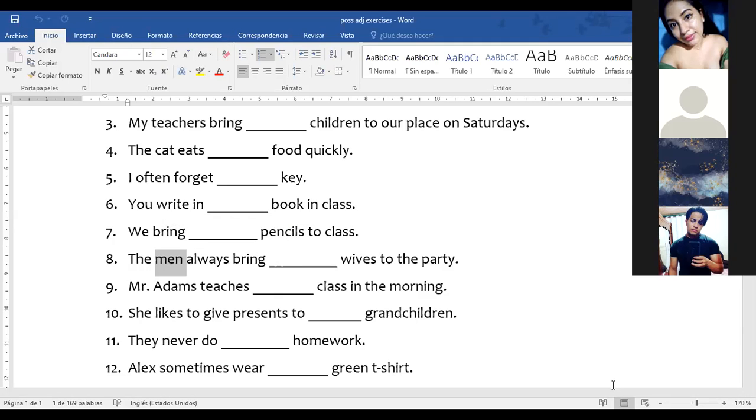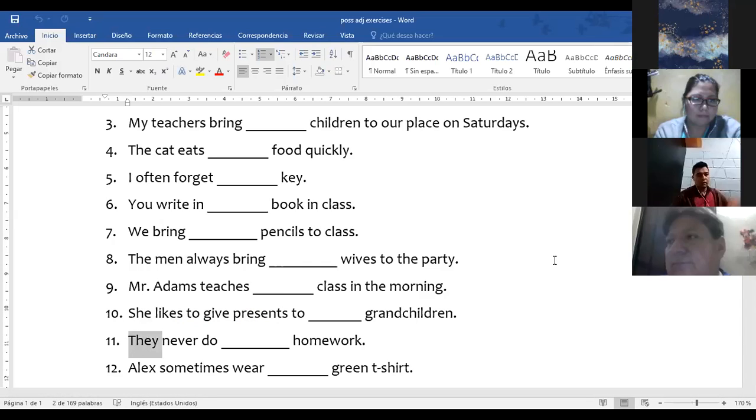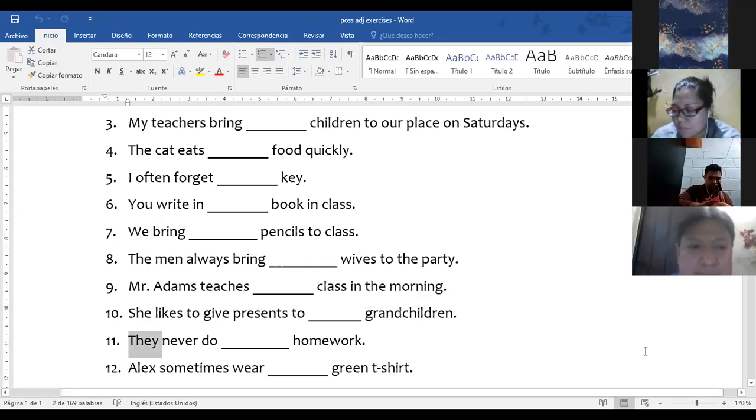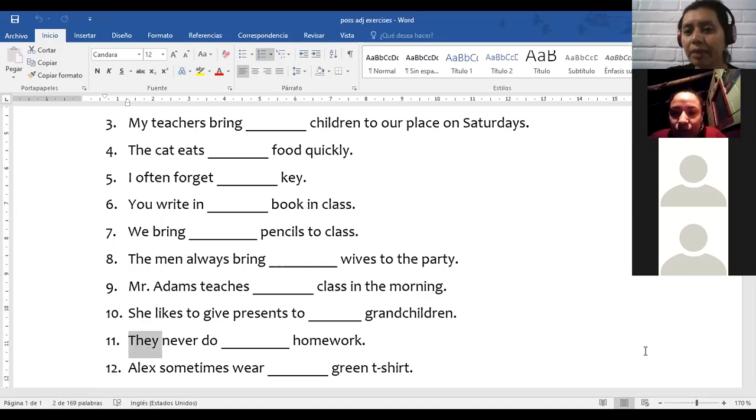He likes to give presents to her grandchildren. To? To her grandchildren. Children. Okay, perfect. 11, Tamara. They never do our homework. Our homework? Our homework. Or their homework. So they never do their homework. Excellent. And we have number 12. Let me see. Selena.